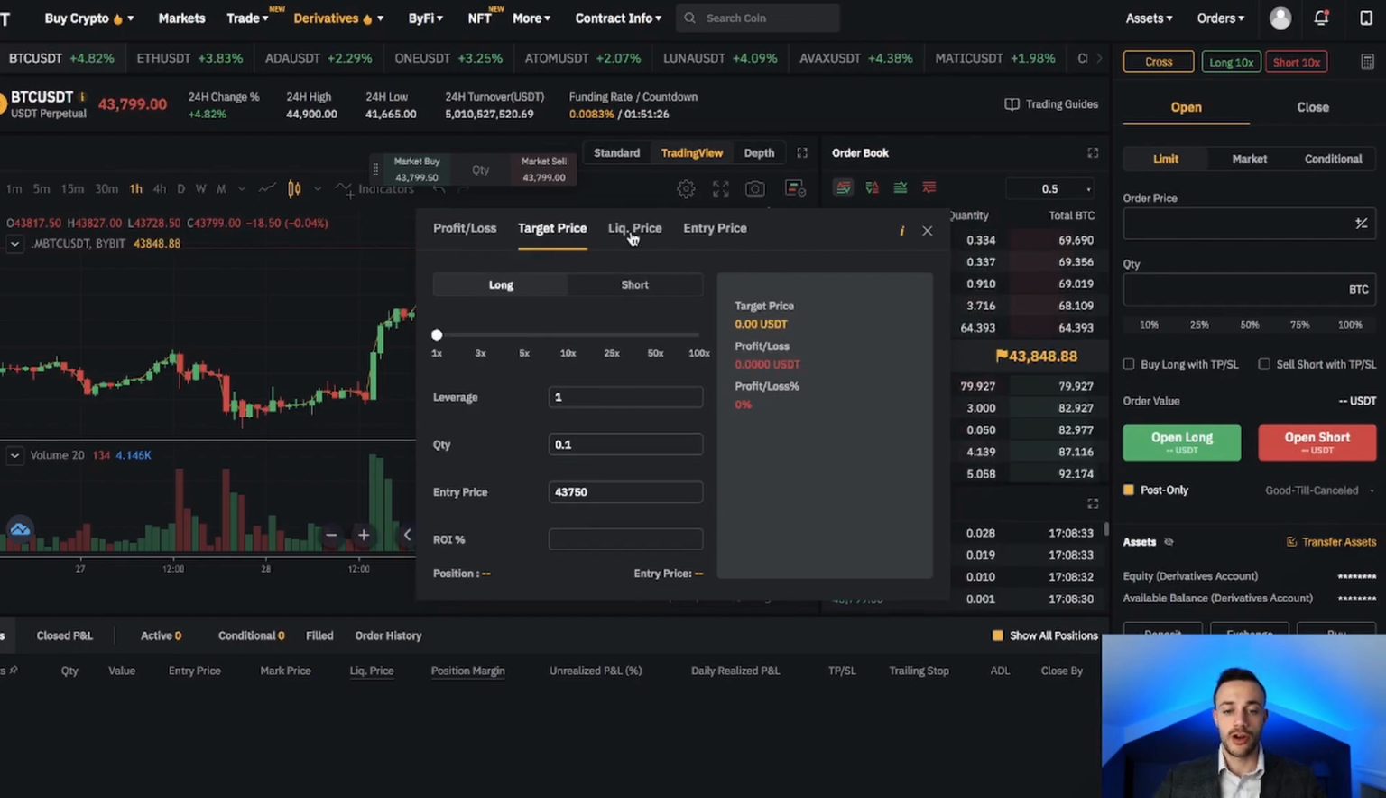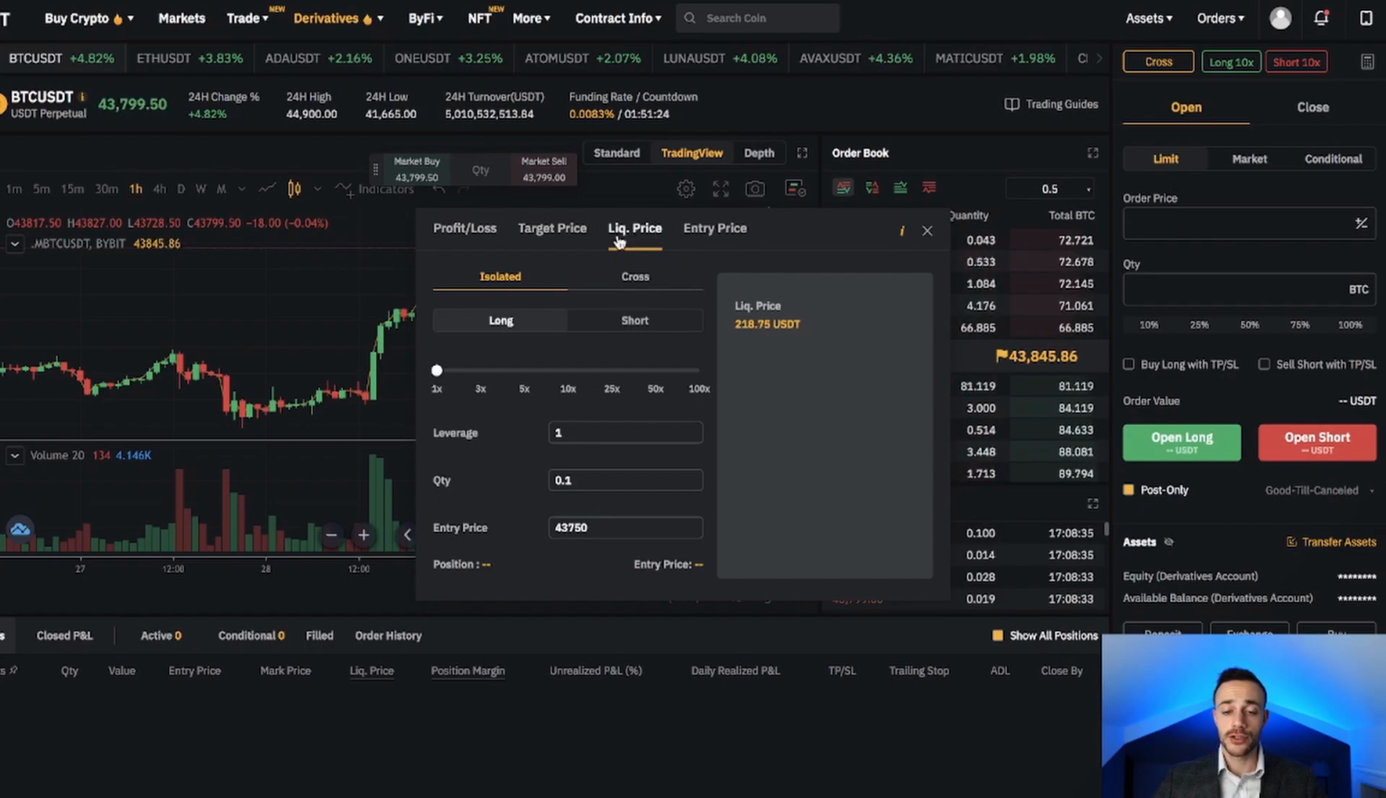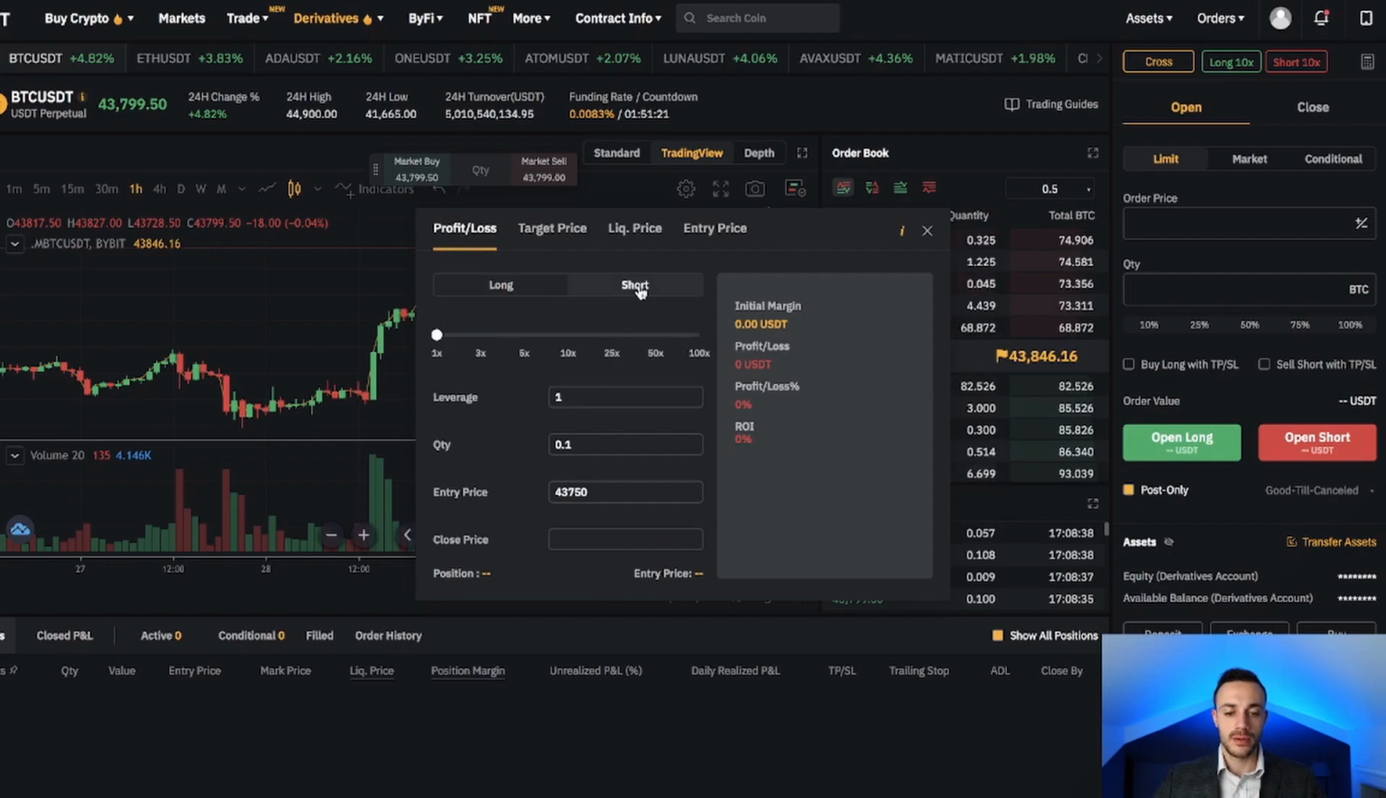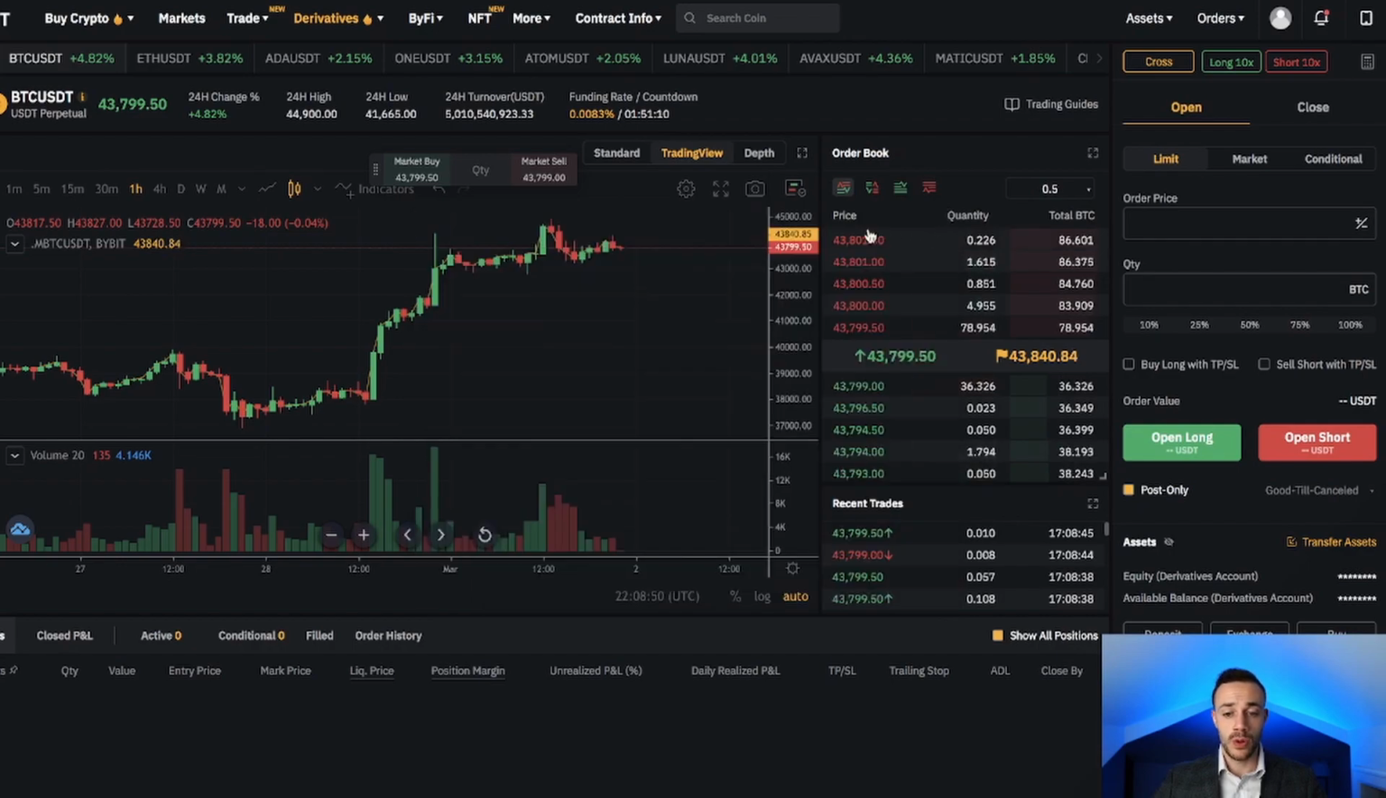You can also determine your liquidation price on any given trade depending on your account size as well with the calculator tool. And depending on if you're going long or short, just hit the long or short button up here on the top so that you get the right information for what you are looking for. So that's a quick tutorial on how to use the calculator tool. It does very much come in handy. Now let's move on to actually going about placing the orders.